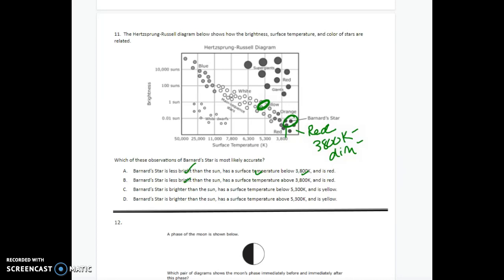Barnard's star is less bright than the sun. Okay, the same thing. Surface temperature above... well, 38,000 is right here, and it is below that, so it is definitely not above 38,000. Barnard's star is brighter than the sun and has a surface... Nope, it's dimmer than the sun. Not correct. And it's brighter? Nope, it is dimmer. It is lower on the luminosity, so it is definitely lower than the sun.